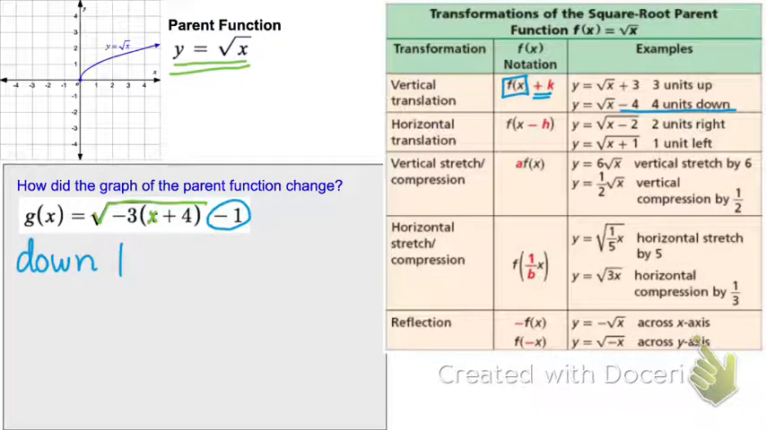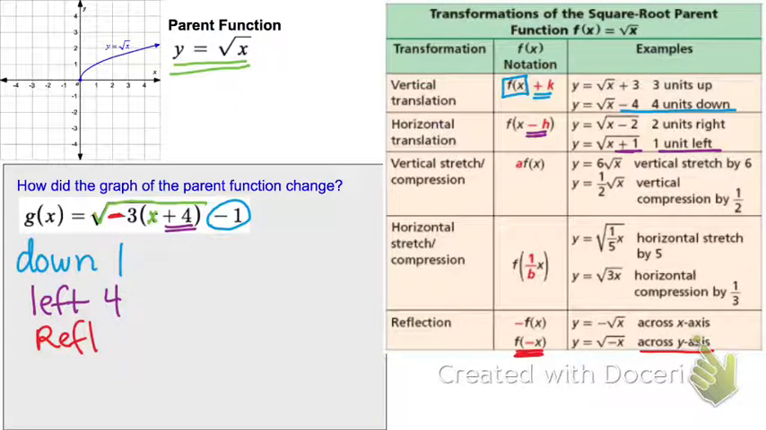Adding a number, however, within that function, so doing something to x before you take the square root, that is moving it to the left that many units. Multiplying it by a negative number within that function, so multiplying x by a negative number before you take the square root, that reflects it across the y-axis.